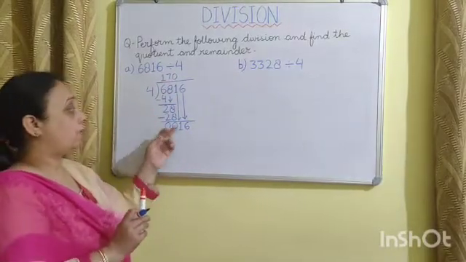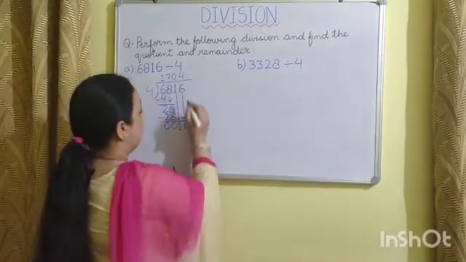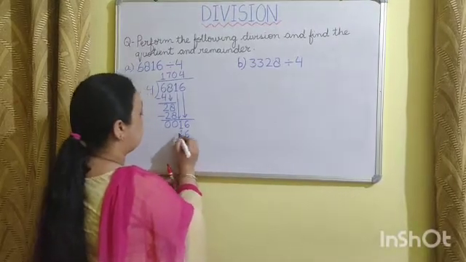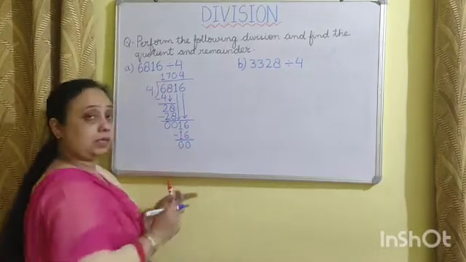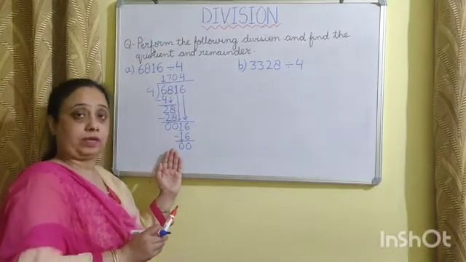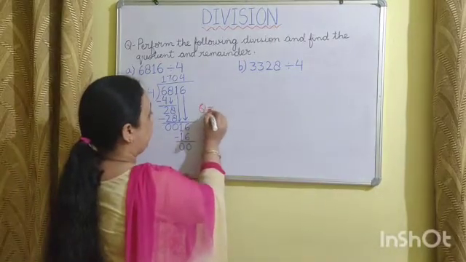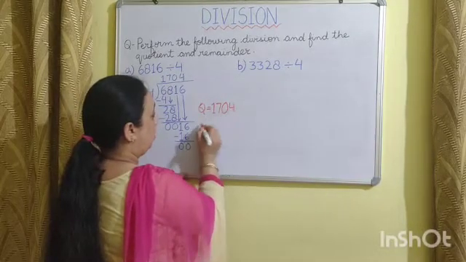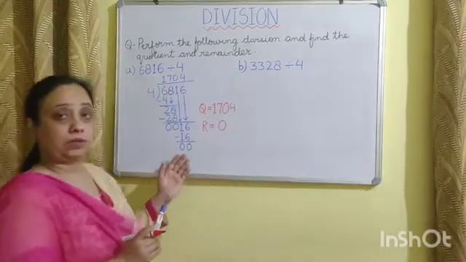Now we'll read the table of 4 till 16. We know that 4 fours are 16. Now we'll subtract this. 6 minus 6 is 0 and 1 minus 1 is 0. Now we are left with no digit here. So that means our division is complete over here. Now what is the quotient? Our quotient is 1704. And what is our remainder? Our remainder is 0 here.